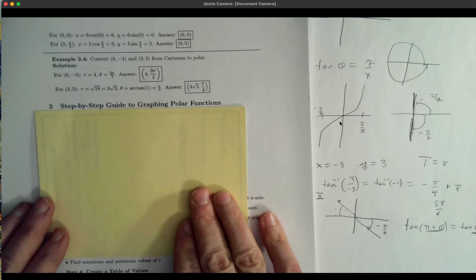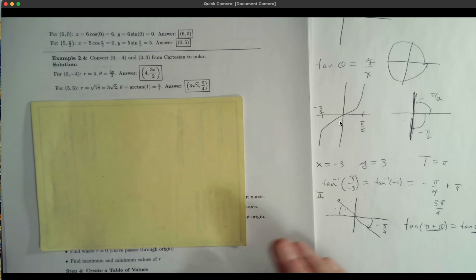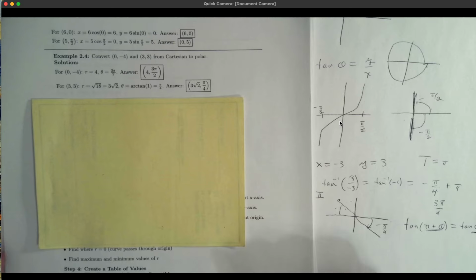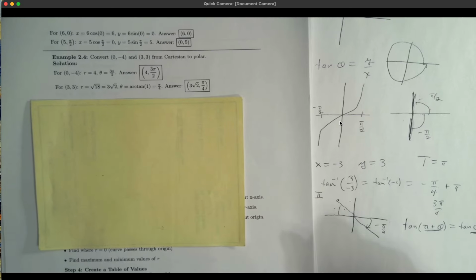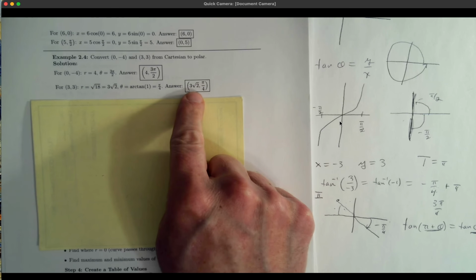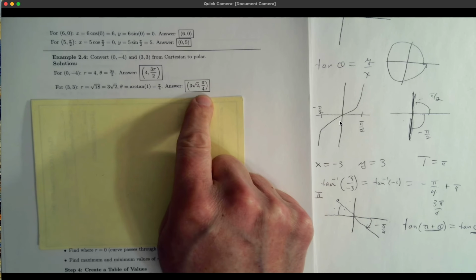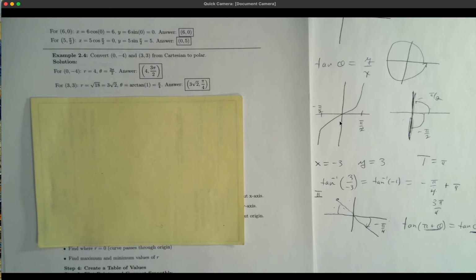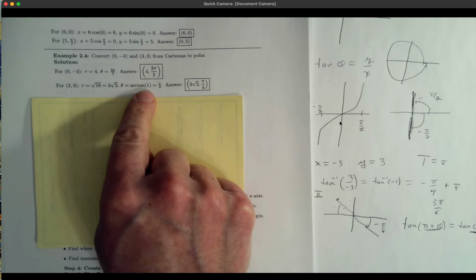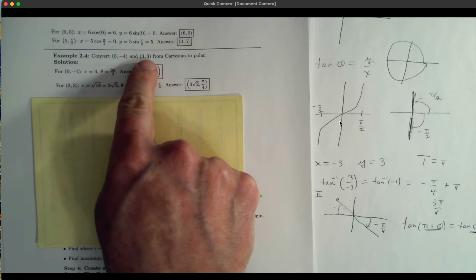All right, and check your answer. The answer is 4, 3 pi over 2, and 3 radical 2, pi over 4. Pretty similar to the one we just did before. This one's a little easier because the quadrant is 1. If the quadrant is 1 or 4, the arctangent will give you the answer right away. You won't have to shift it.